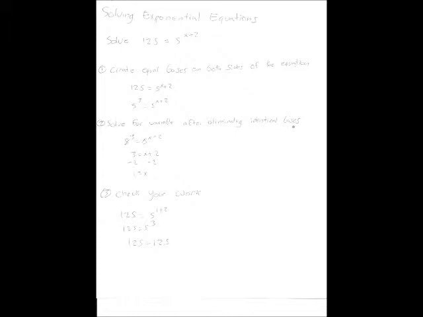Then, we have to solve for the variable by eliminating the identical bases. That is, eliminating the 5 on both sides and solving 3 equals x plus 2. Once you solve that, you should get x equals 1. Now we're going to check your work by plugging in 1 into the equation. You will notice that 125 equals 125.